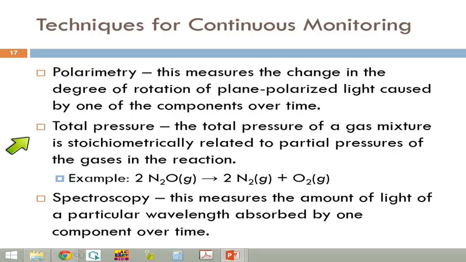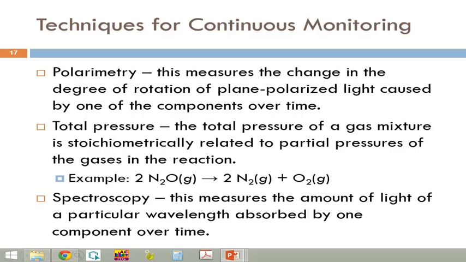Another method is total pressure. If you have gases in a mixture, the total pressure of that gas is going to be related stoichiometrically to the quantities of the individual gases. So here's an example. If you have two N2O molecules, they're going to decompose into 2 nitrogen molecules and 1 oxygen molecule. We learned from Dalton's law of partial pressures that the pressure of a mixture of gases depends on the number of moles of gas, not on what they are.